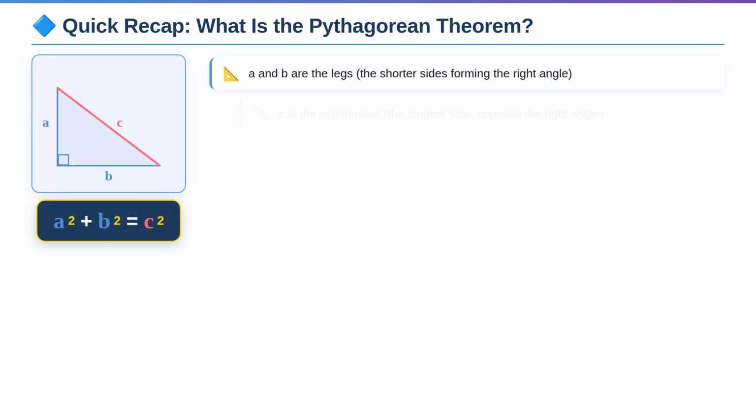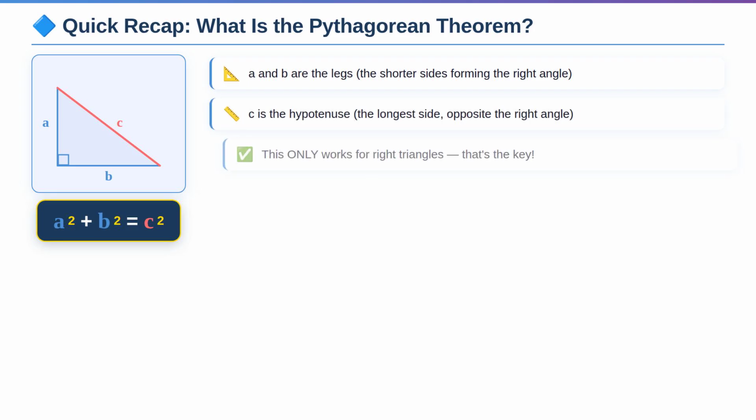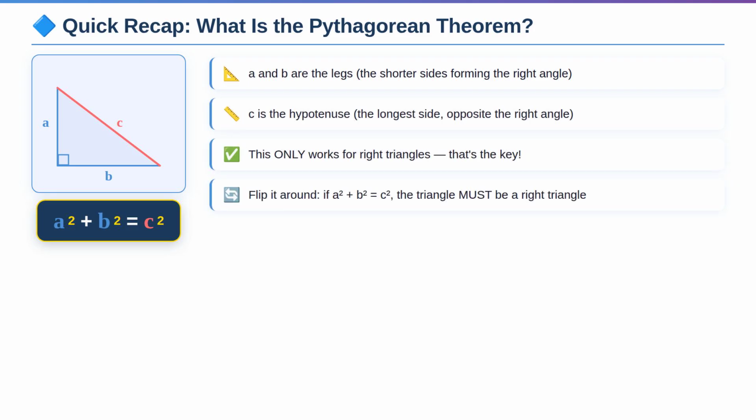The Pythagorean theorem says, in any right triangle, if you square the 2 shorter sides, called the legs, and add them together, you get the square of the longest side, called the hypotenuse. That's a squared plus b squared equals c squared. Here's the key idea for today. This equation works if and only if the triangle is a right triangle. So we can flip it around and use it as a test.